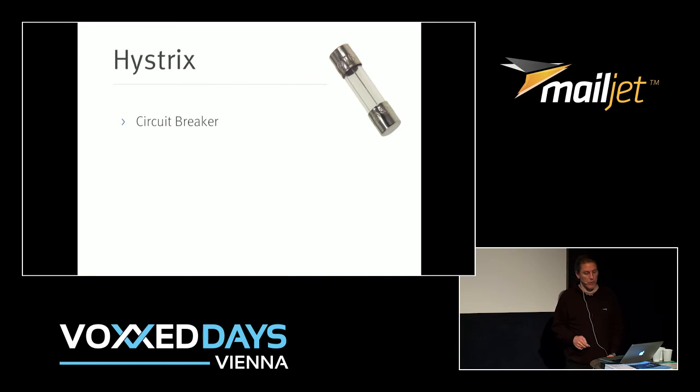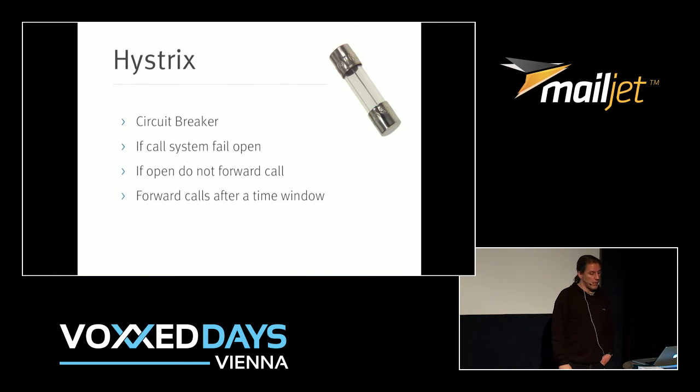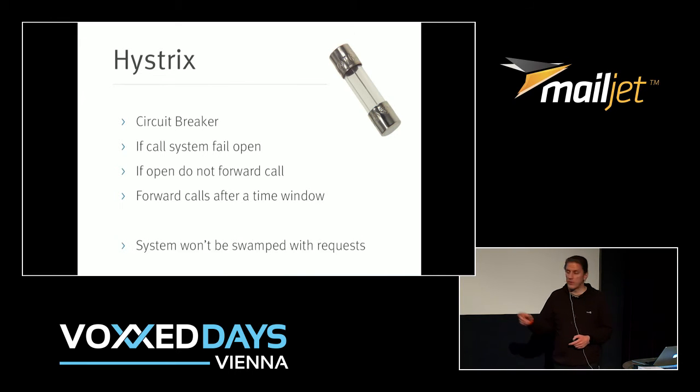Hystrix also implements the circuit breaker, which basically says if the system over there fails, and it fails constantly, then I open the circuit breaker and I do not forward calls anymore. I forward calls again after some time, and then I will see whether that system works again. So it's like real-world circuit breakers, and the reason why you want to do that is because the other system won't be swamped with requests. So if it fails, my circuit will open, and if the system comes up again, at one point I will close my circuit breaker again.